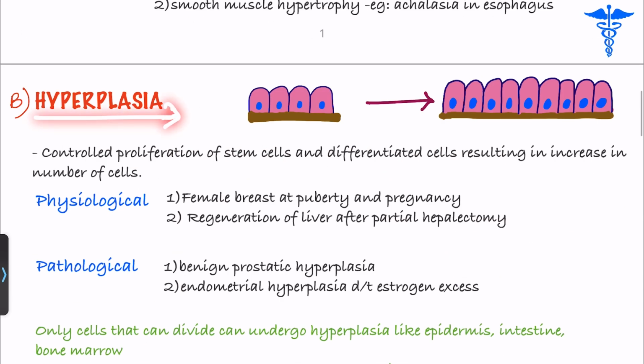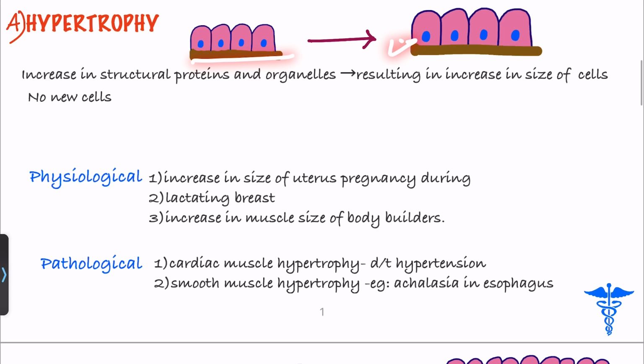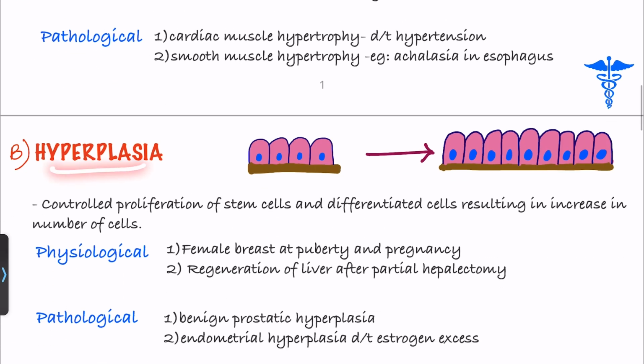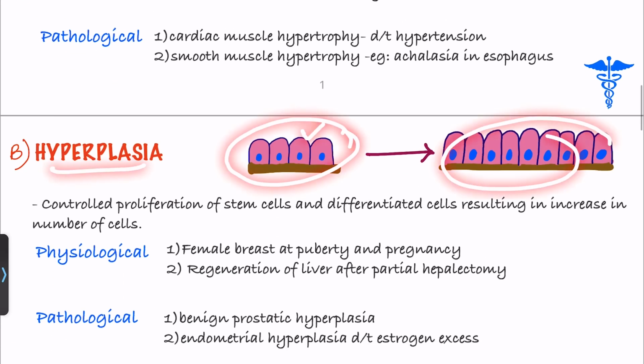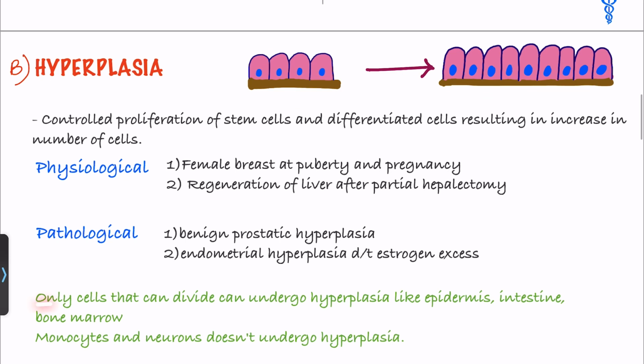Hyperplasia. Hyperplasia is another type of cellular adaptation in which there is controlled proliferation of the stem cells and differentiated cells, which results in the increase in the number of the cells. In hypertrophy, the cell number was constant, while in hyperplasia, the cell number has increased. Here, there are 4 normal cells. After undergoing hyperplasia, the cell number has increased. We need to remember that only cells which can divide can undergo hyperplasia, like the epidermis, intestine, and bone marrow, while the myocytes and neurons do not undergo hyperplasia.